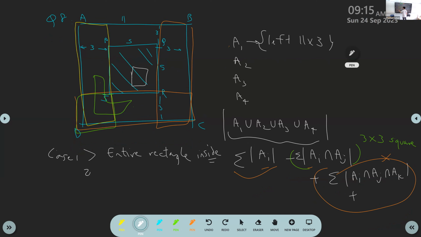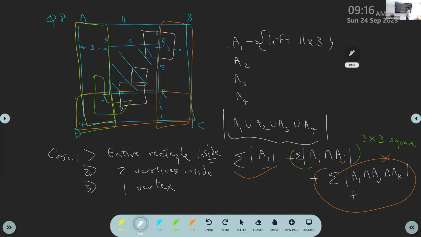Then case two could be maybe two vertices are inside. A rectangle like this could be case two, and case three could be only one vertex is inside. So for example, like this. So these three are distinct cases. There is no overlap between the cases, right? So we can count each case separately. So that could be one way to do it.